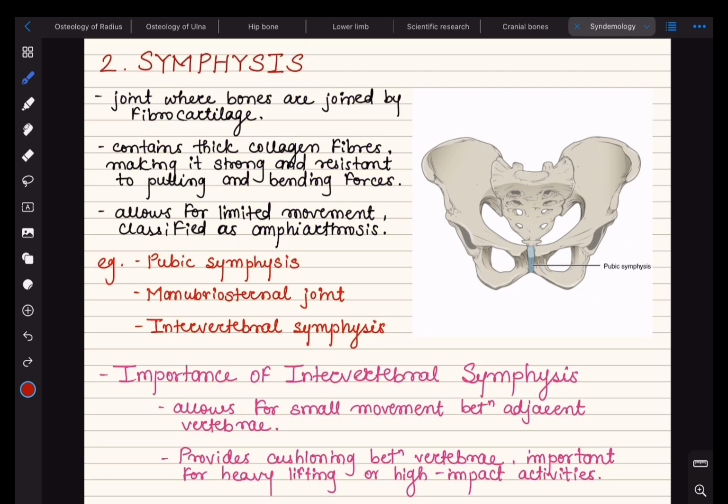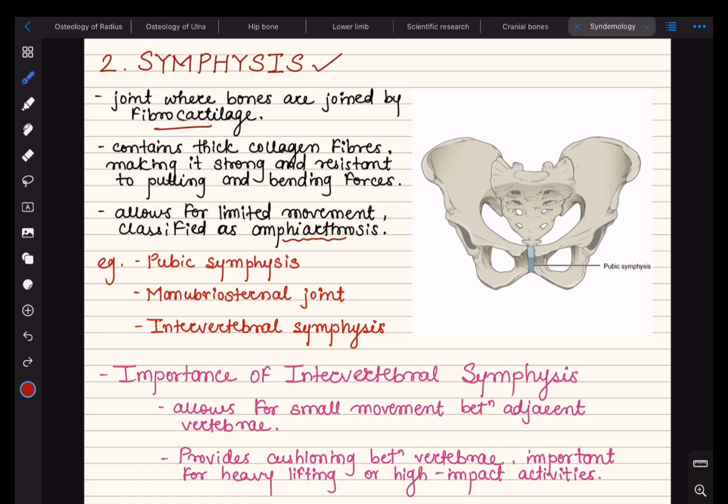Here we are on our last joint, that is symphysis. So symphysis is the joint where bones are joined by the fibrocartilage. It contains thick collagen fibers, making it strong and resistant to pulling and bending forces. It allows for limited movement and hence it is classified as amphiarthrosis.